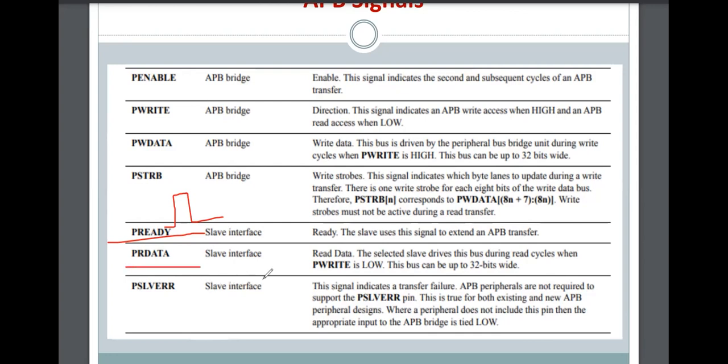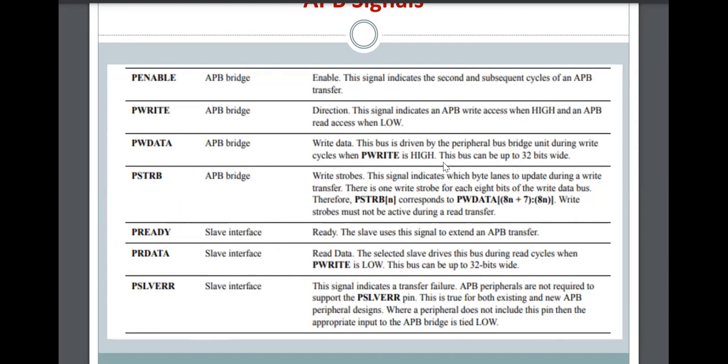Next, PRDATA, read data. You already know what is meant by read data. And PSLVERR. PSLVERR is nothing but, like in the UART protocol we have seen the parity bit, for detecting any error. In I2C, we have seen acknowledgement: if any error occurs, the acknowledgement bit will be sent. Like that, here we have PSLVERR. If any error occurs in the transmission, or any transfer failure, PSLVERR will be activated.